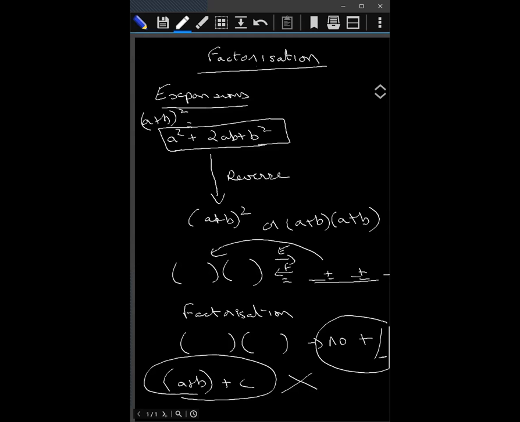Now, each of these brackets is called a factor. So this will be factor 1, and this will be called factor 2. Quickly copy this down.